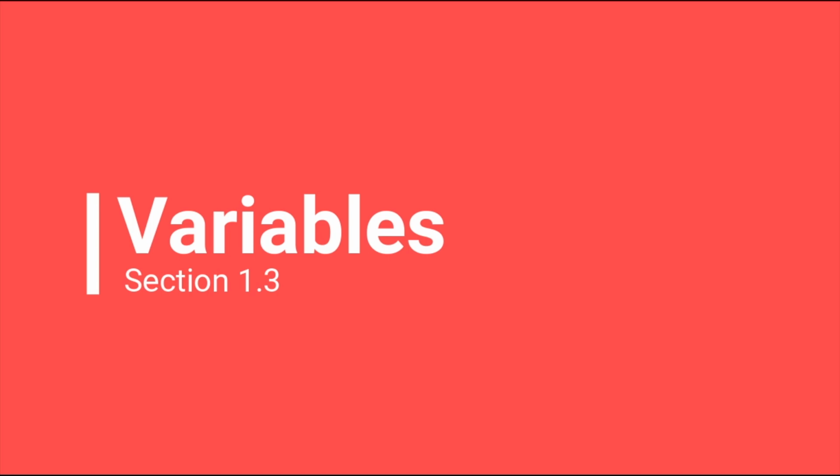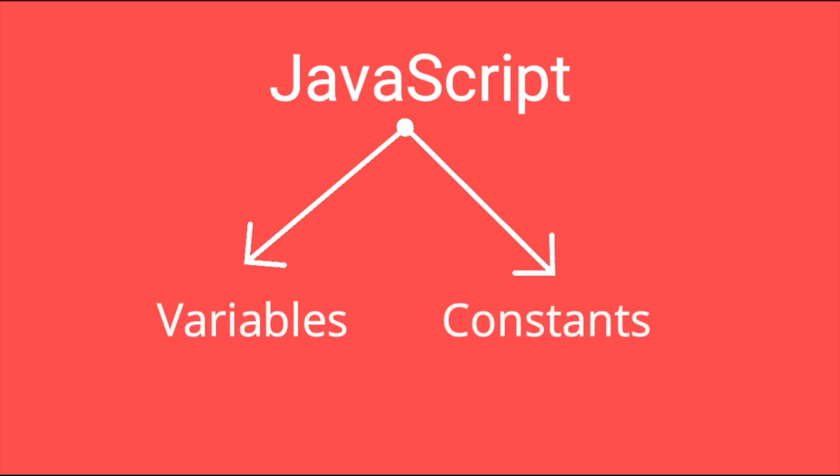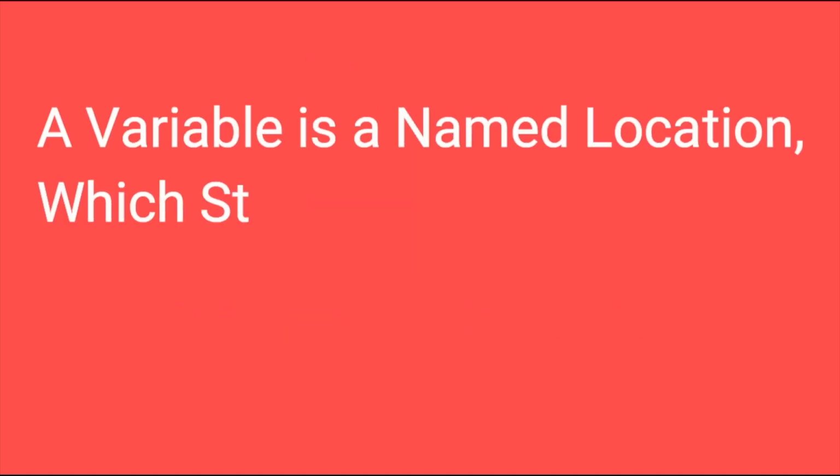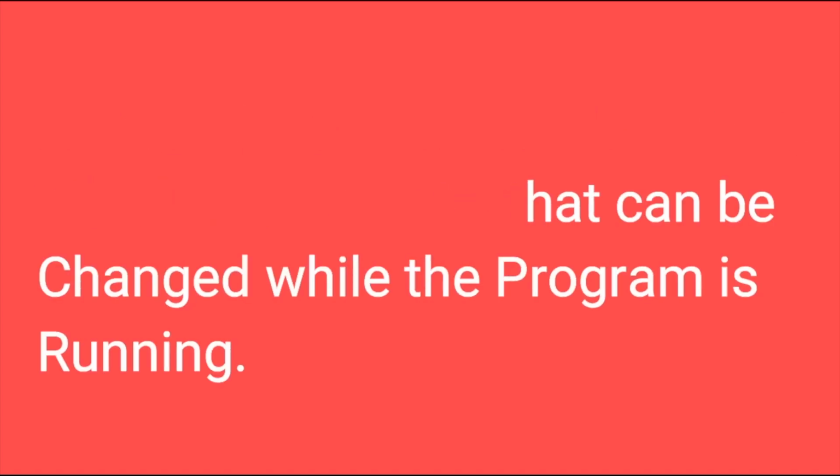Variables. So, in JavaScript, there are two terms that can store data: variables and constants. A variable is a named location which stores data that can be changed while the program is running.